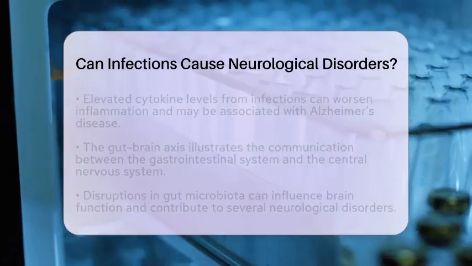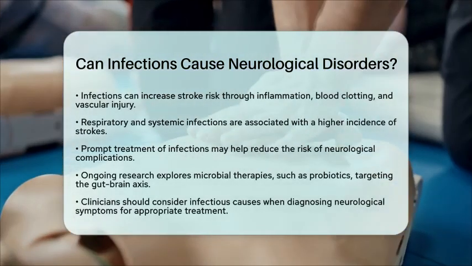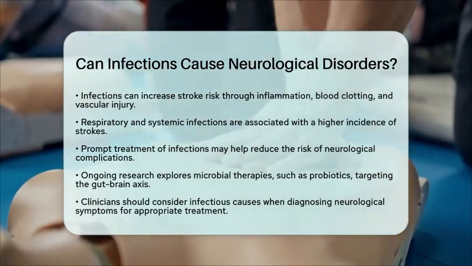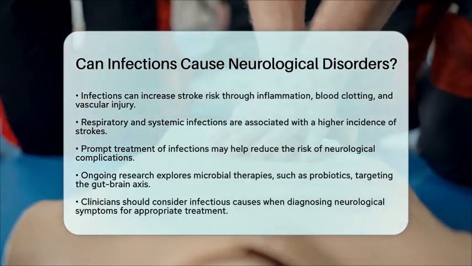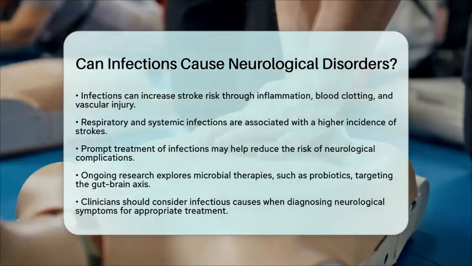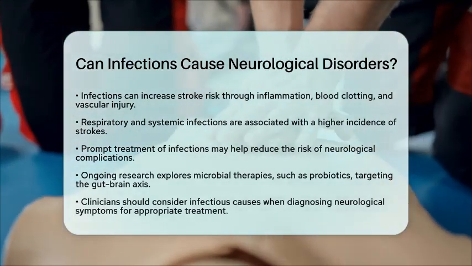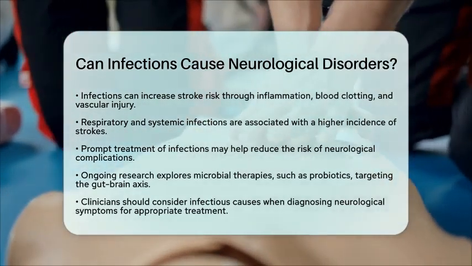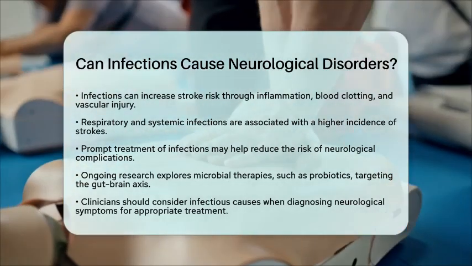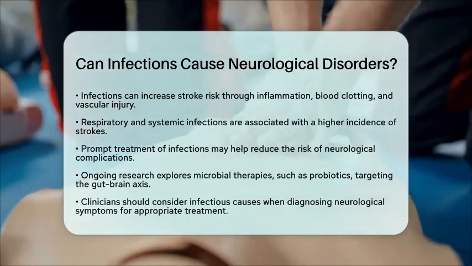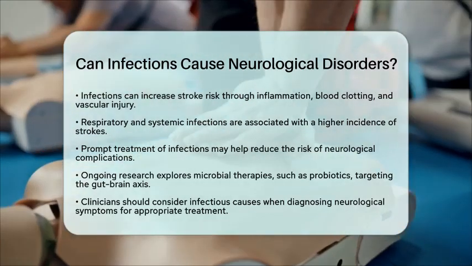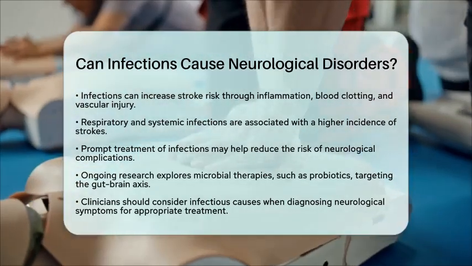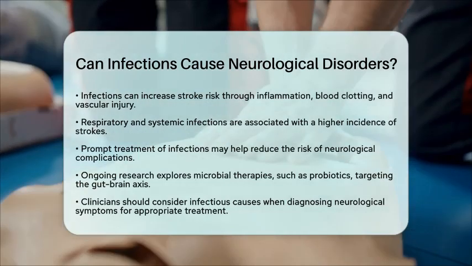Understanding the link between infections and neurological disorders highlights the importance of preventing infections and treating them promptly. Aggressively managing infections in at-risk patients may help reduce the likelihood or severity of neurological complications, including strokes. Research into microbial therapies, such as probiotics that target the gut-brain axis, is ongoing, although these are not yet standard care. Clinicians must consider infectious causes when diagnosing new or worsening neurological symptoms to provide appropriate treatment.